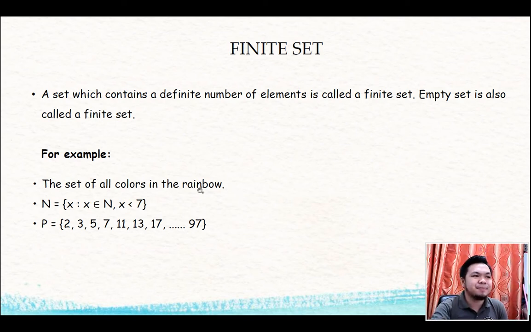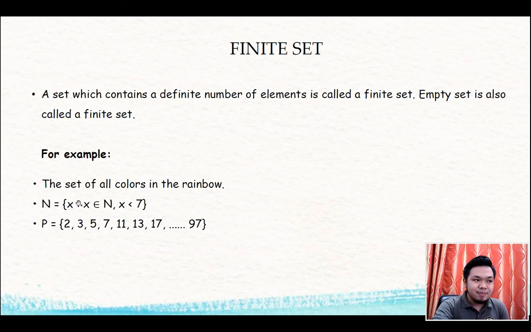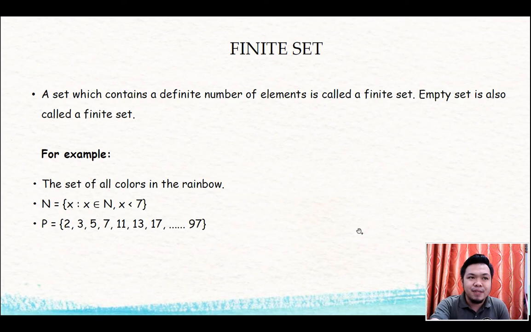Ito pong pangalawa. N is equal to X such that X is a subset of N, then X is less than 7. So, yan pa lang po ay isang example kaagad ng finite set. Last example. P is equal to 2, 3, 5, 7, 11, 13, 17, and so on up to 97. Lahat yan ay isang example din ng finite set.